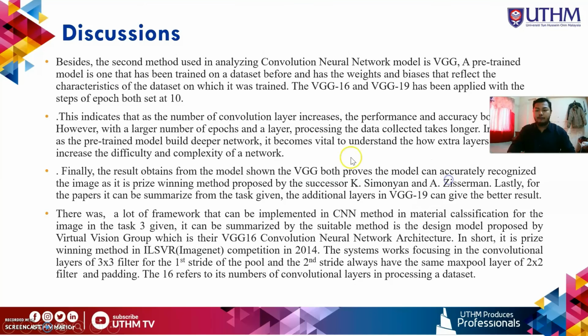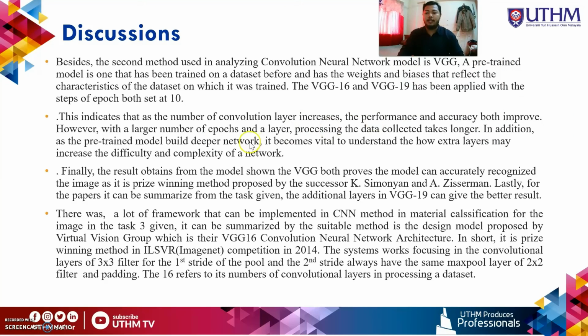For the discussion of tasks 2 and 3, the second method used in analyzing the convolutional neural network model is VGG. A pre-trained model is one that has been trained on a dataset before and has the weights and biases that reflect the characteristics of the dataset on which it was trained. VGG16 and VGG19 have been applied with the steps per epoch both set at 10, and the difference between these two models is that VGG19 has 3 additional convolution layers, and this indicates that as the number of convolution layers increases, the performance and the accuracy both improve for the network.